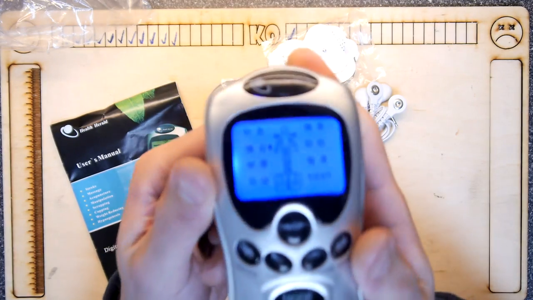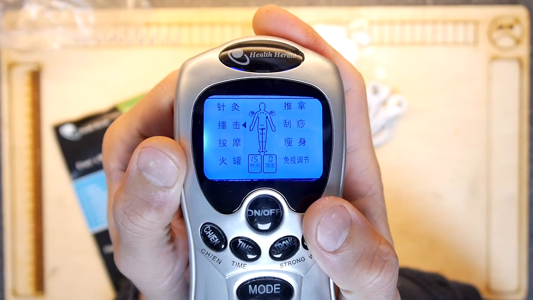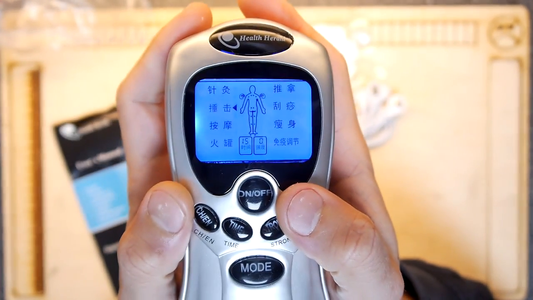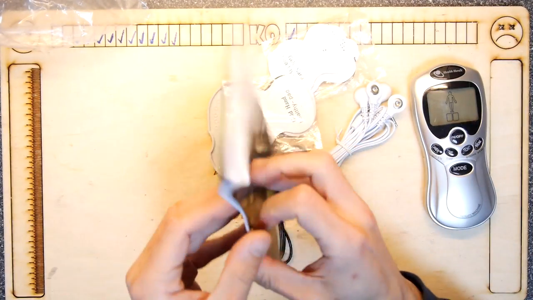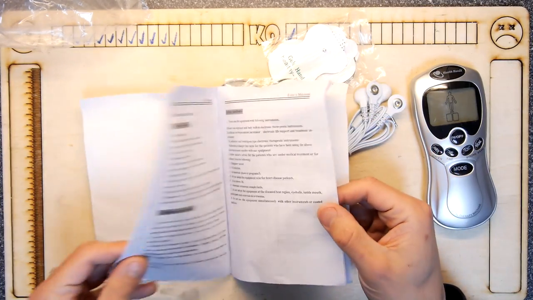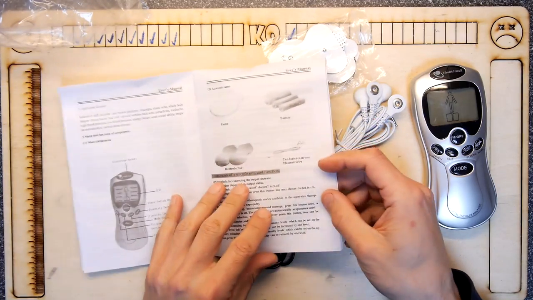A gotcha already. I'm going to hold it up to the camera and hopefully it'll focus. Can you see that? It appears to be in foreign. So that's going to be an interesting one. But let's check out the book. Maybe the book explains. Oh, the book is in English. And it's really thin paper, like toilet paper. But that's fine.